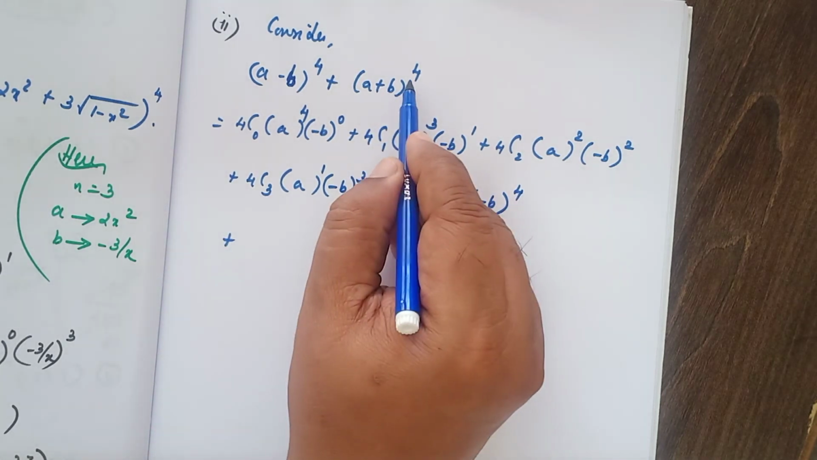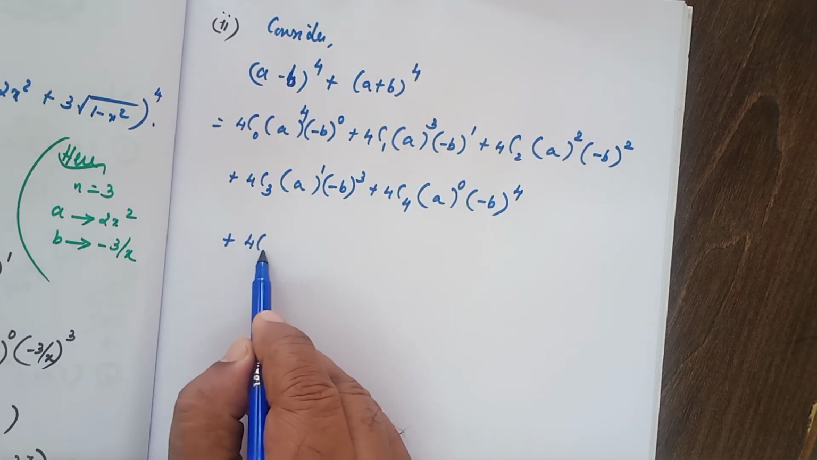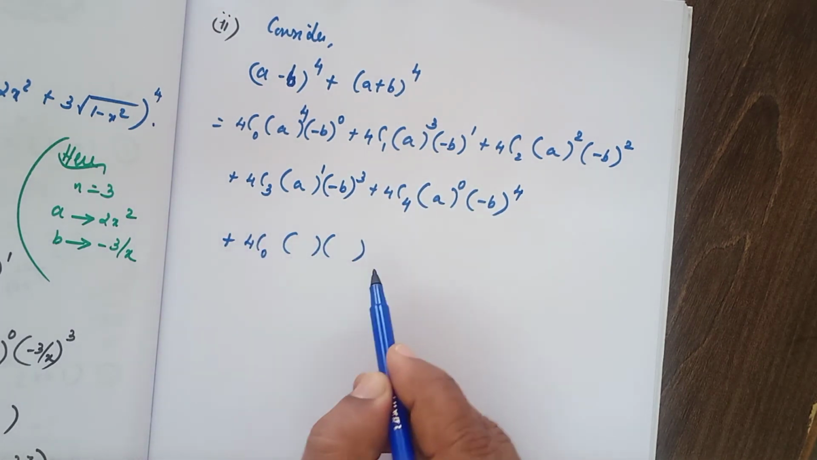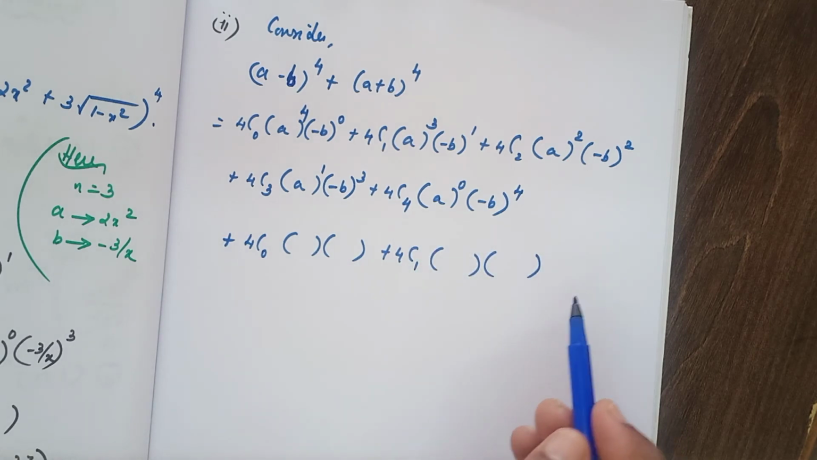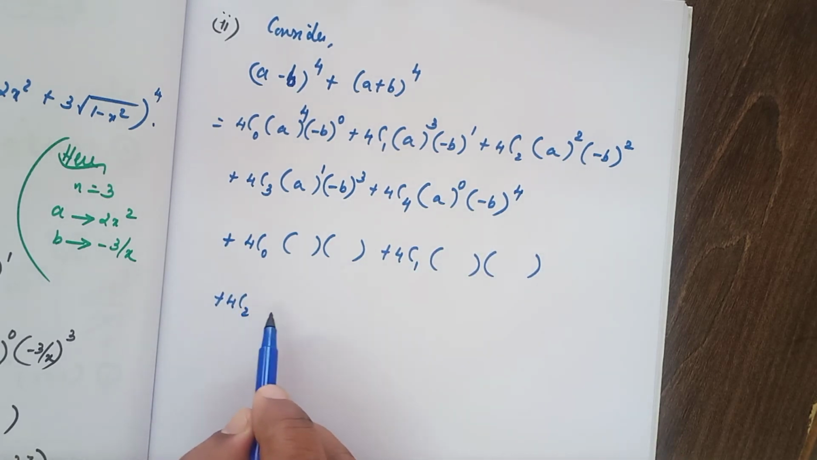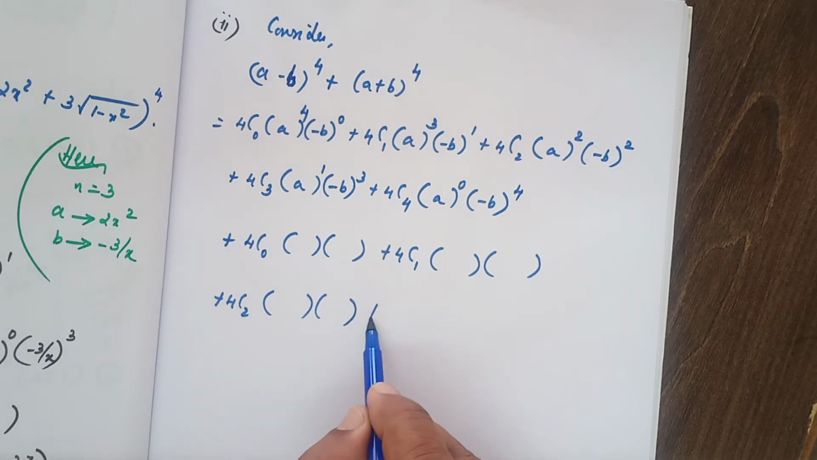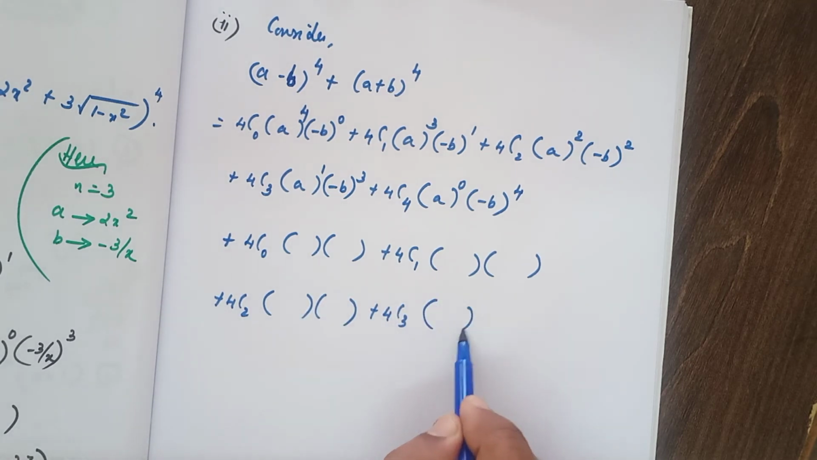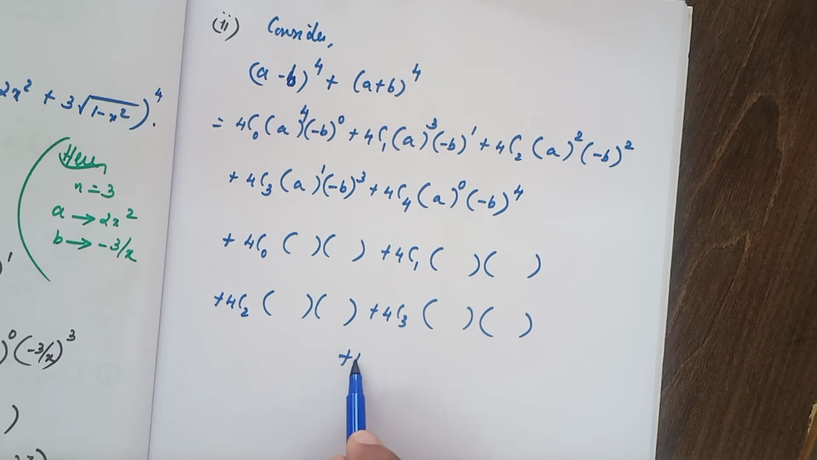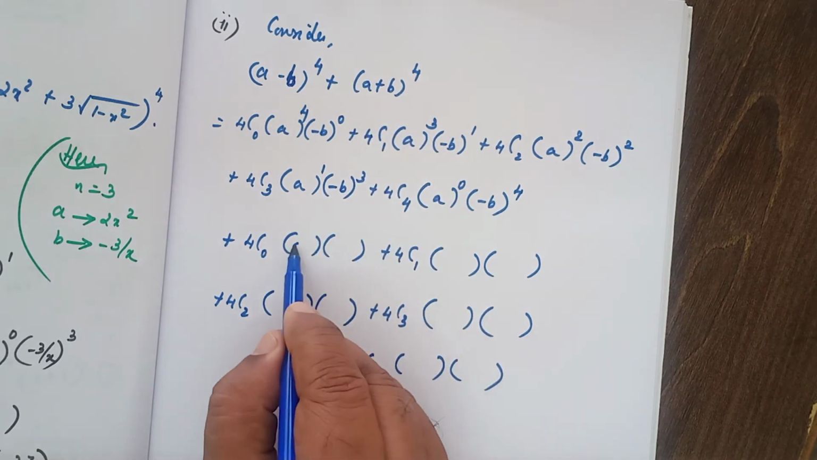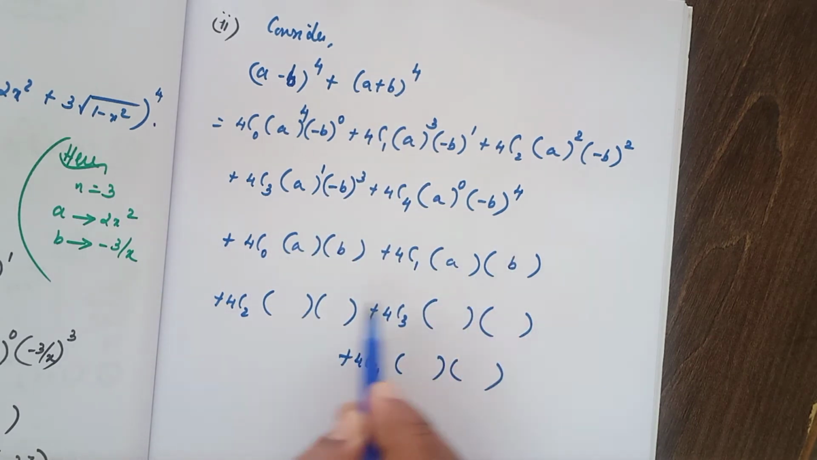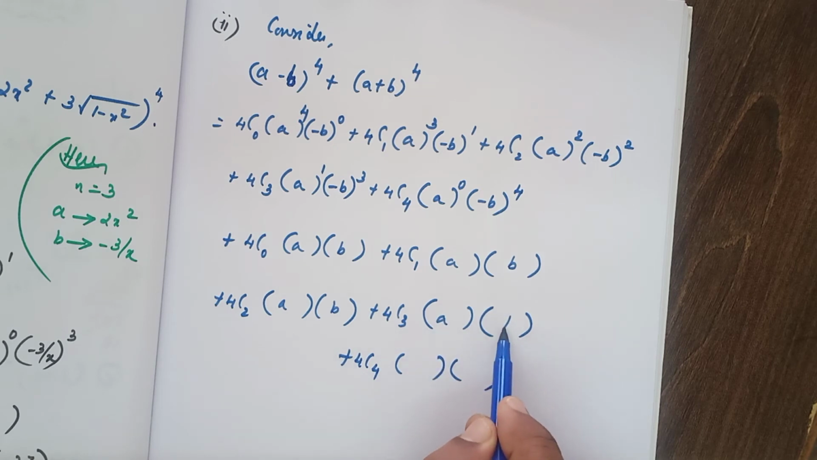See? Once again power 4. So 4c0, double set of brackets. 4c1, double set of brackets. Plus 4c2, double set of brackets. 4c3, double set of brackets, and 4c4 and double set of brackets. Here a that is a, b that is b only. So a b, a b, a b, a b and a b.